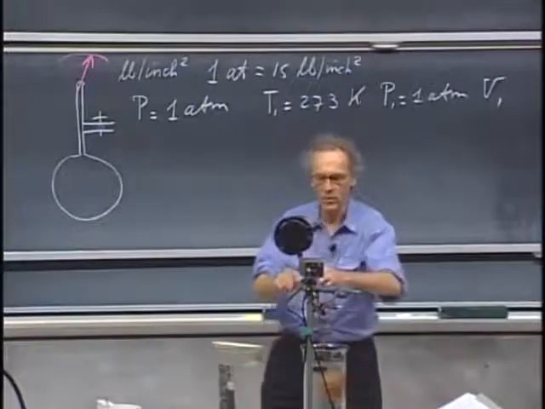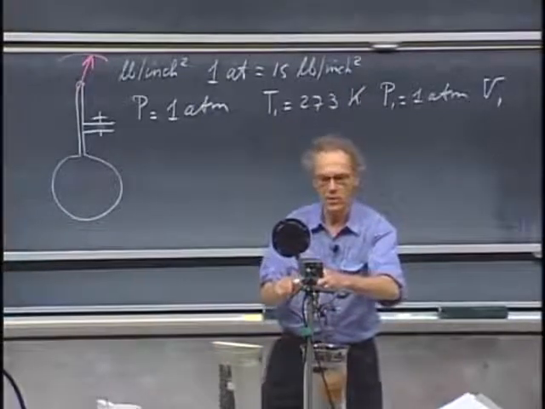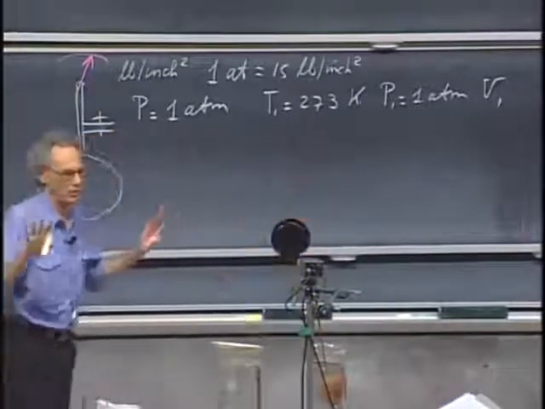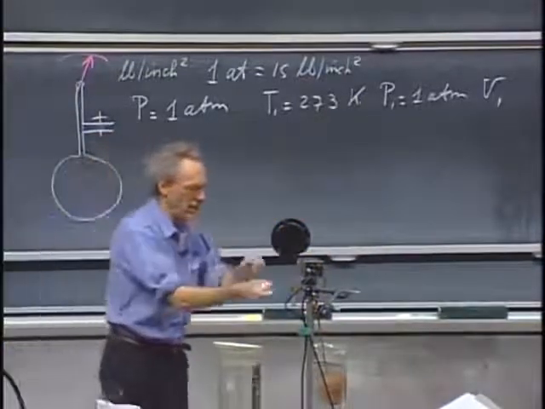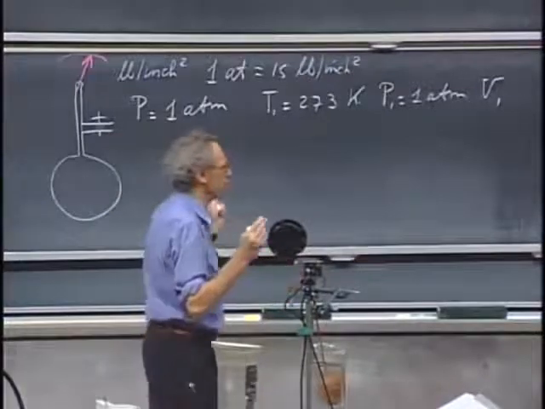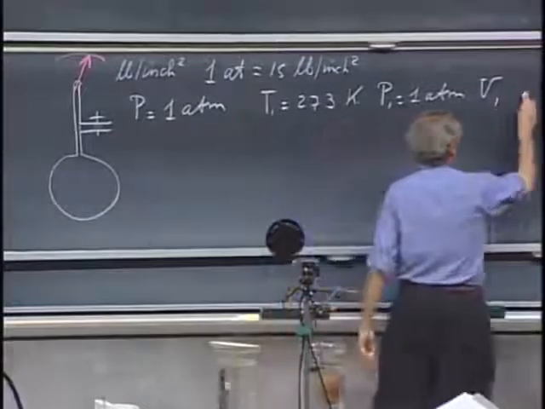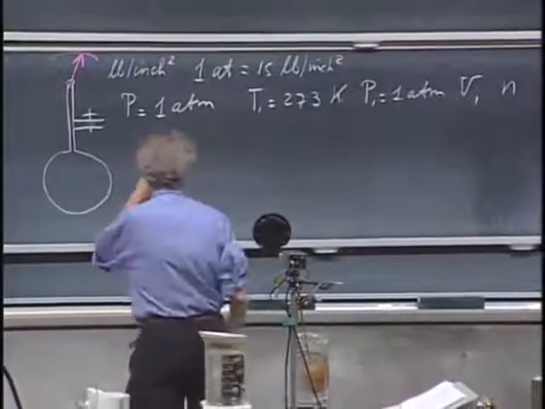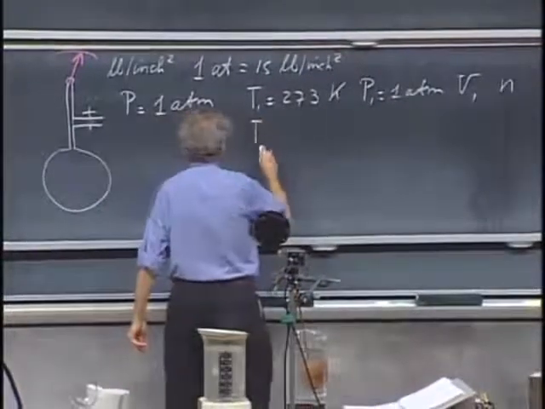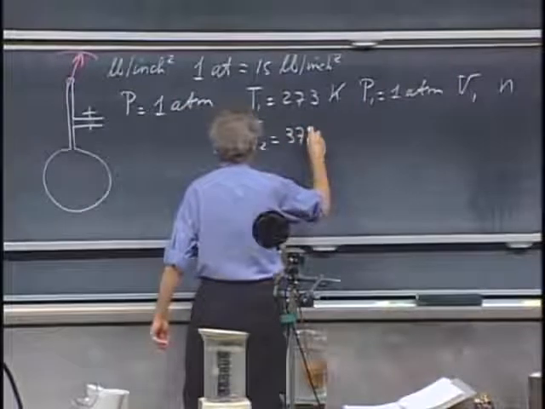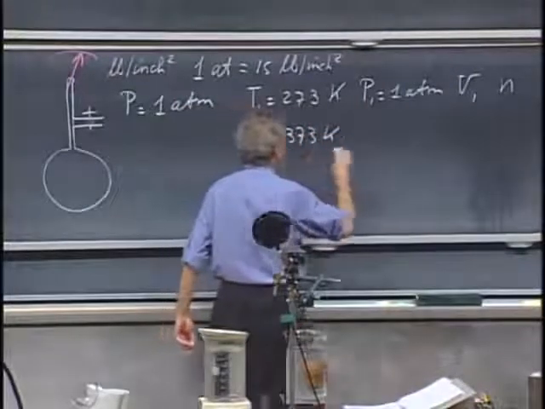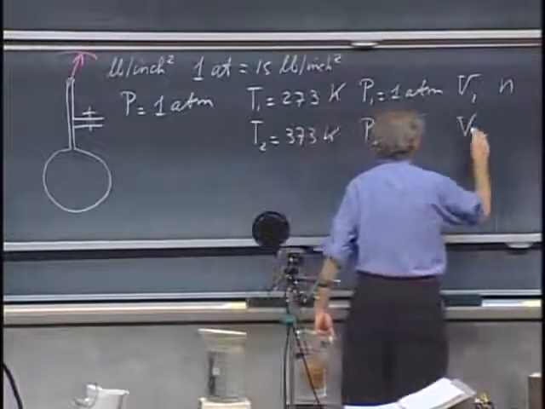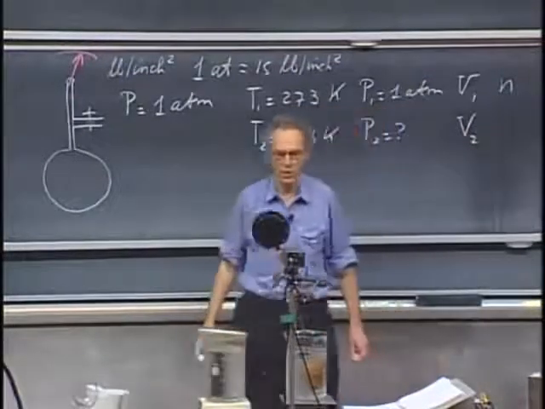I close this valve, thereby the number of moles of air in there is fixed. That's not going to change. So we have 1 atmosphere inside now, and whatever n is is of no importance, but it's not going to change. Now I'm going to put it in boiling water, and so I know now that T2 will become 373 degrees Kelvin. I want to know now what P2 is, and the volume is hardly going to change at all.